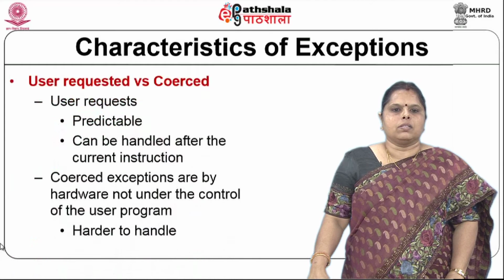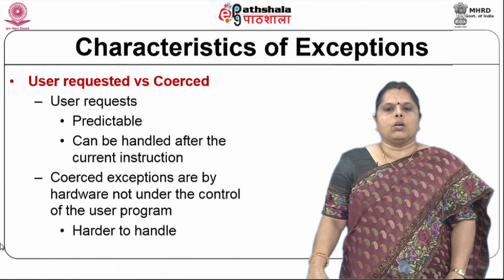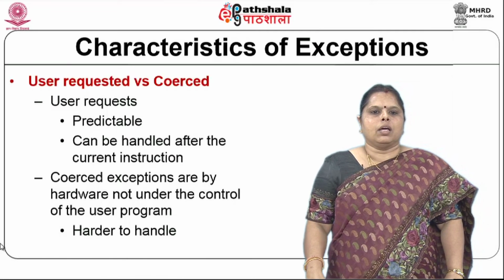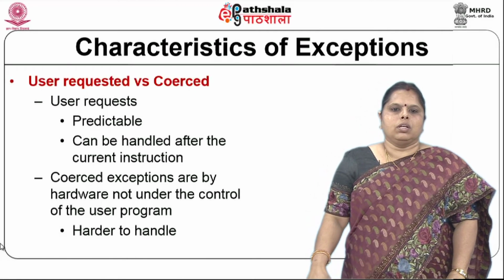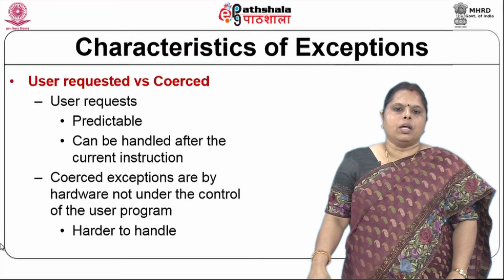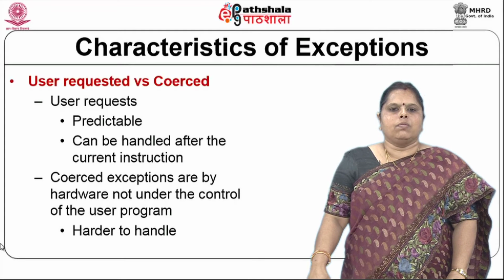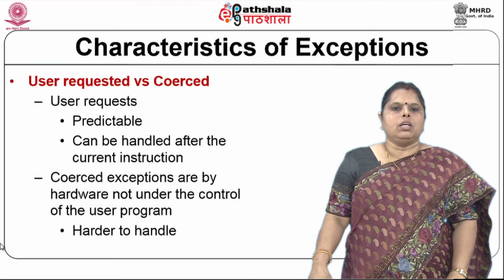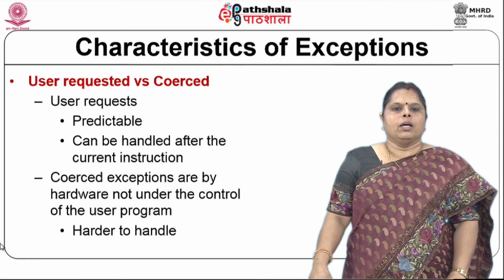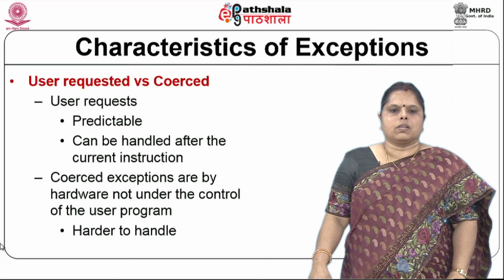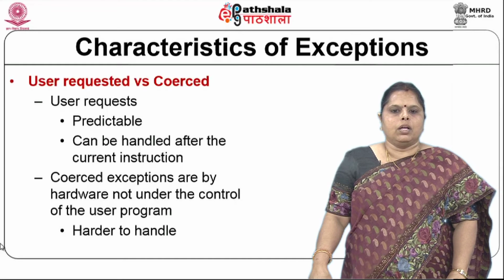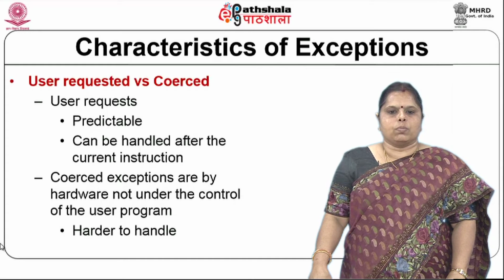The other characteristic of an exception is whether it is a user requested exception or an automatic coerced exception. Some exceptions can be requested by the user. They are predictable and they can be handled after the current instruction. For example, a breakpoint is an example of an exception, and we intentionally introduce breakpoints in our program, and this can be handled after the current instruction. Whereas coerced exceptions are generated by the hardware, and they are not under the control of the user program, and they are harder to handle.